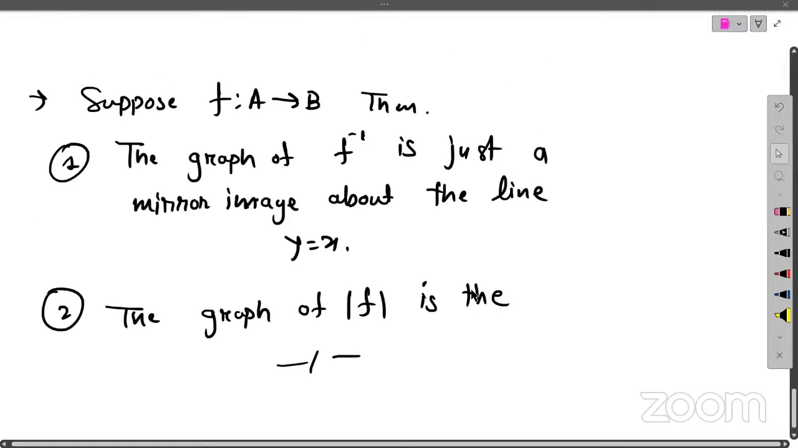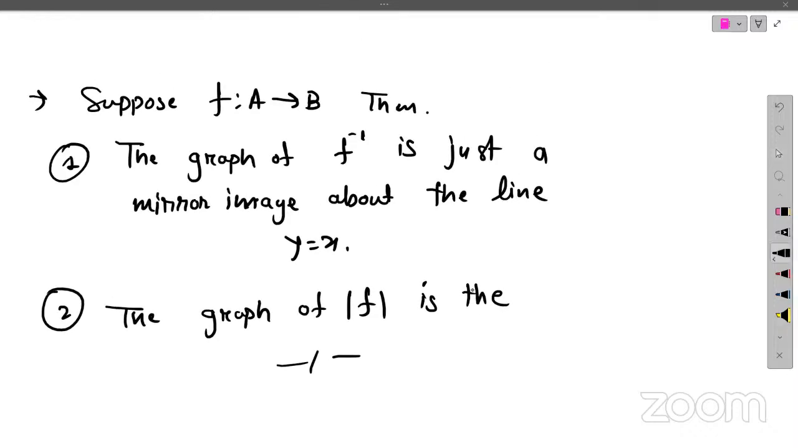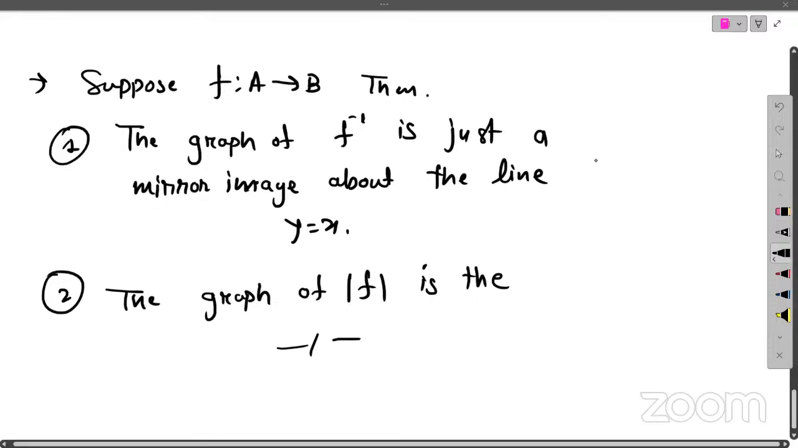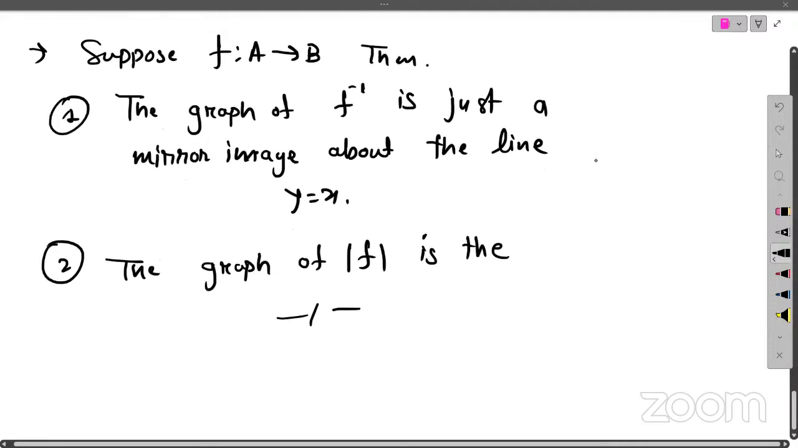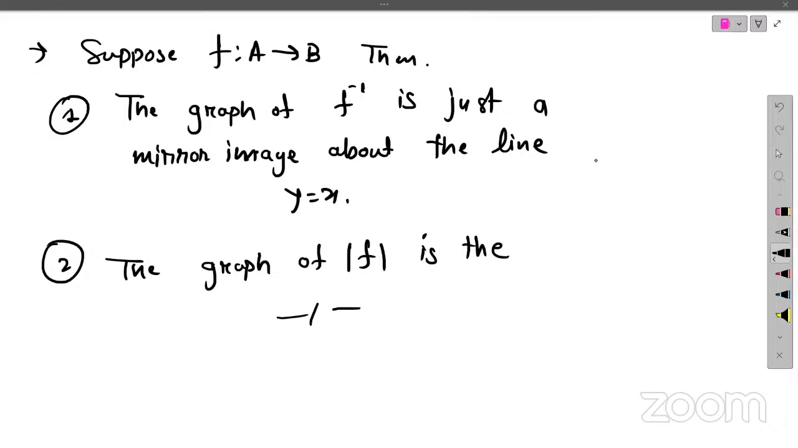Ma'am, what was the reason that you shifted to a different inverse function? Actually, that function is not a 1-1 function. For an inverse function, we need the function to be bijective. Bijective means 1-1 plus onto. That function is not 1-1, so it cannot have an inverse. Okay, thank you. Okay, fine.